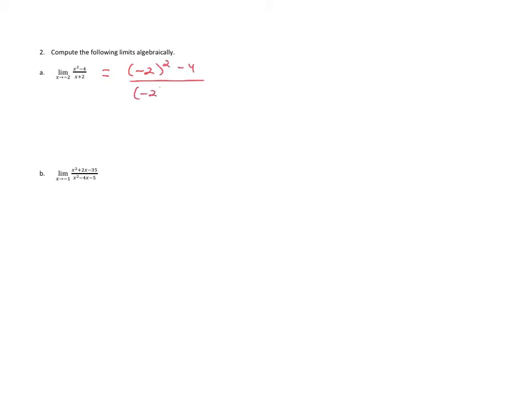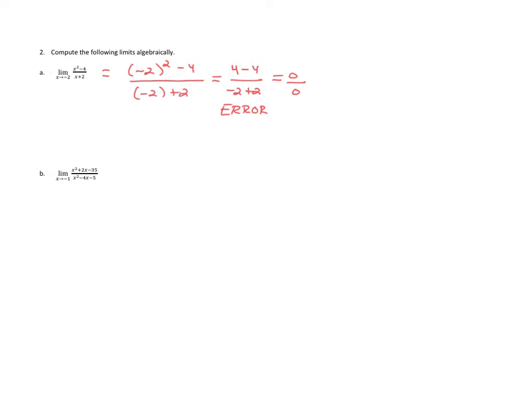And when we do, okay, negative 2 squared is positive 4. This is 0 over 0, and you get an error if you try that in a calculator. Now, does that mean the limit does not exist? No. The limit could still exist. It's just that this way of evaluating it did not work.